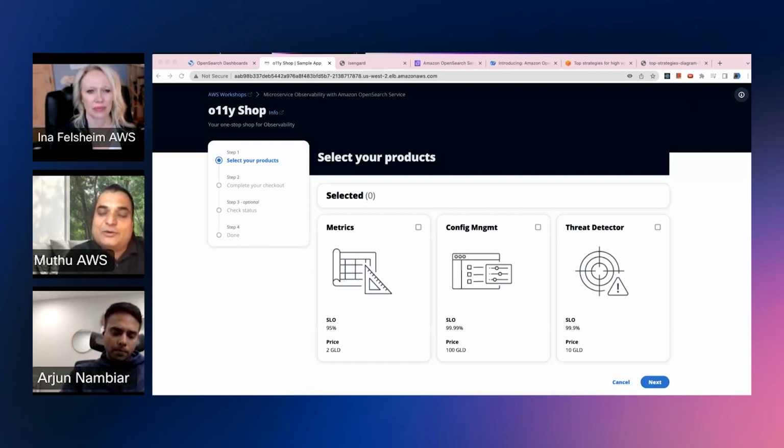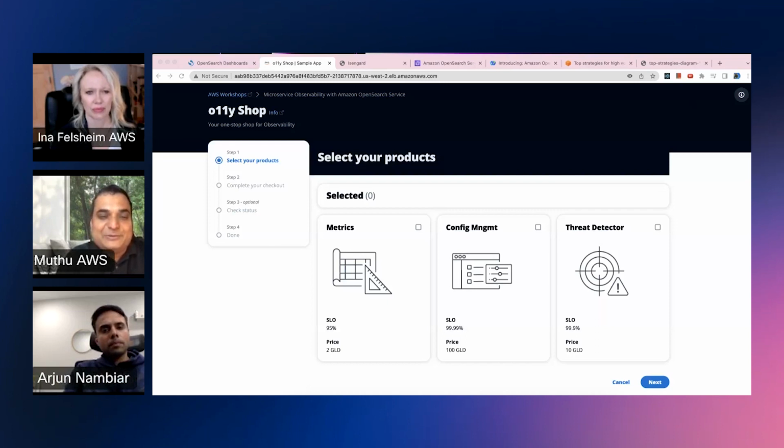So I thought I will show you how easy it is to set up traces ingestion with OpenSearch Ingestion and visualize the trace signals in OpenSearch Dashboards to gain insight quickly. For that, we built an e-commerce shop we call the observability shop.